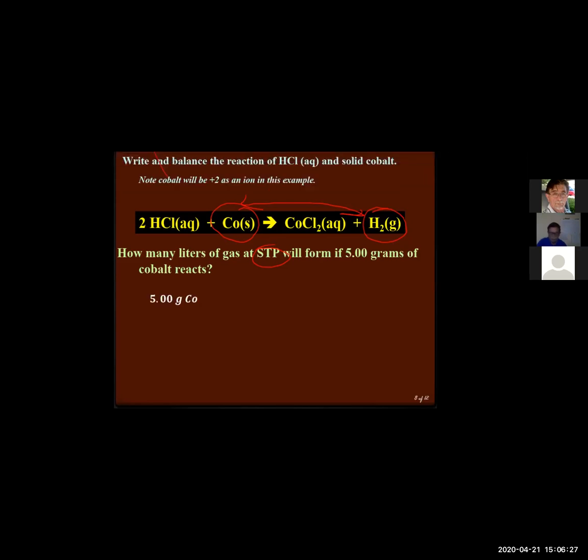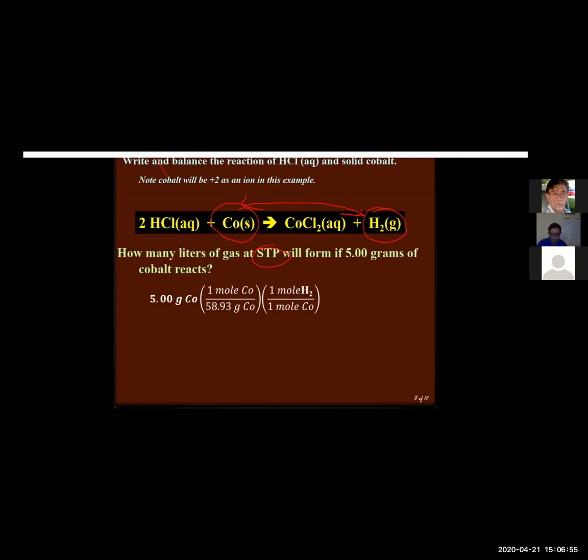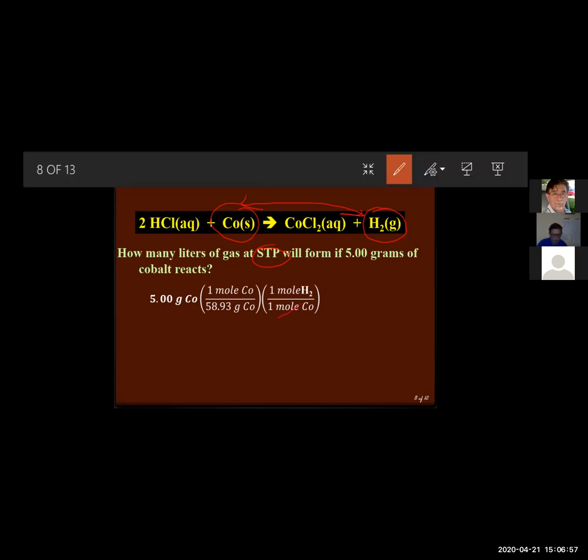So that bit of information would be helpful. All right, so we write down what we're given. 5 grams of cobalt. Remember, we've got to get into moles. So we need the atomic weight in this case, because it's the element cobalt, to give us moles of cobalt. Now we need a conversion factor from the balanced chemical equation that relates cobalt to hydrogen. So it's a 1 to 1 relationship. Notice again, as you're keeping track of your units, moles of cobalt cancel, grams of cobalt cancel.